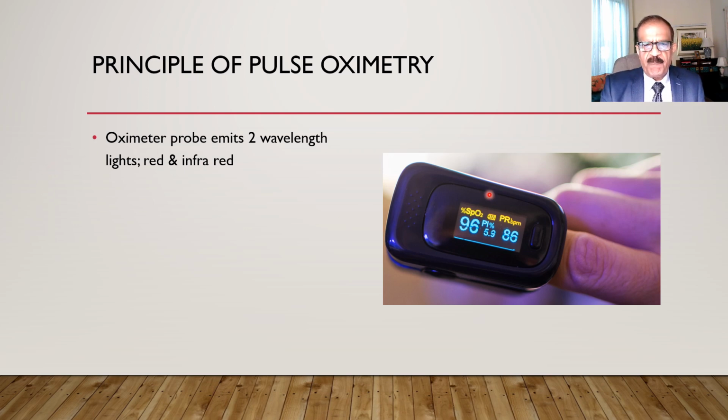Oximeter probe, the principle of this device: this is called the probe, and this probe emits two wavelengths of light. One is red and the other one is infrared. Of course, you have the whole spectrum of lights, but here only two are important: red and infrared.